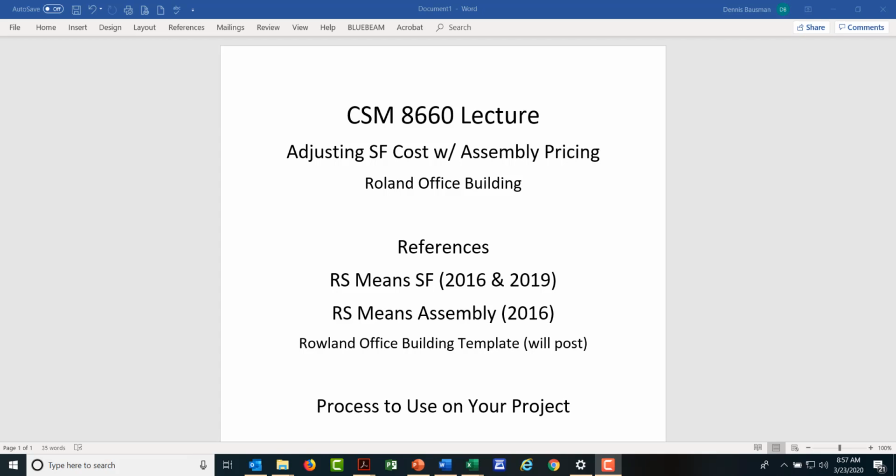The references we're going to be using today are RS Means 2016, and 2019 eventually to adjust it to 2019 pricing. And then we're also going to be using RS Means Assembly 2016. All three of these are posted on Canvas. And if you have a double screen, you can pull them up. I think I can push you through this, get you to understand the process.